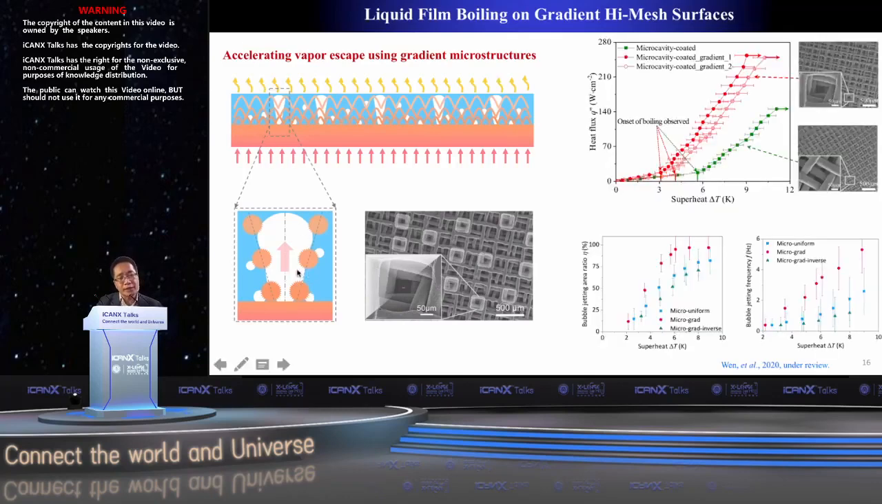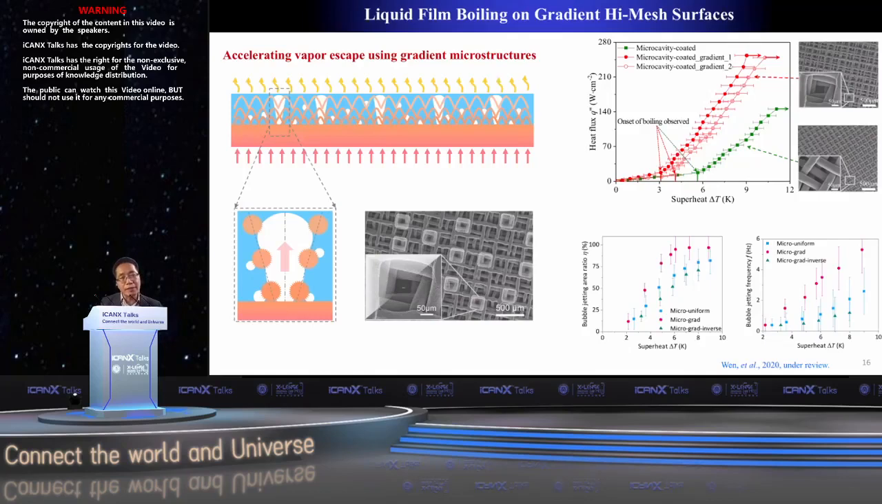In other words, if I have a bubble being generated in the bottom part of the mesh, and if I have a channel like what I show here, it can guide the bubble to move up, right? If the bubble is stuck inside, it is basically not smooth enough. Now, if bubbles can be guided out, it can handle much higher heat flux.